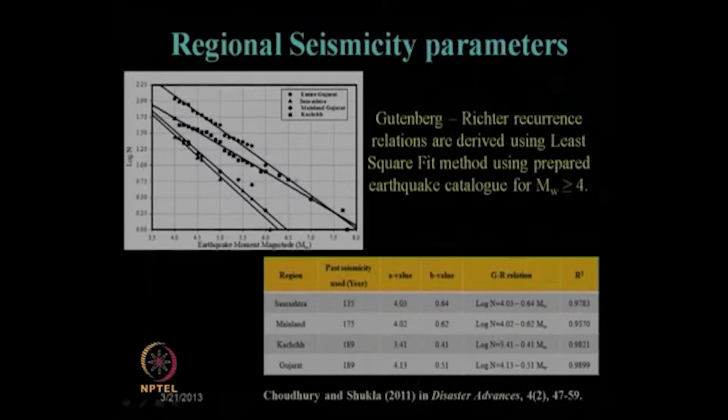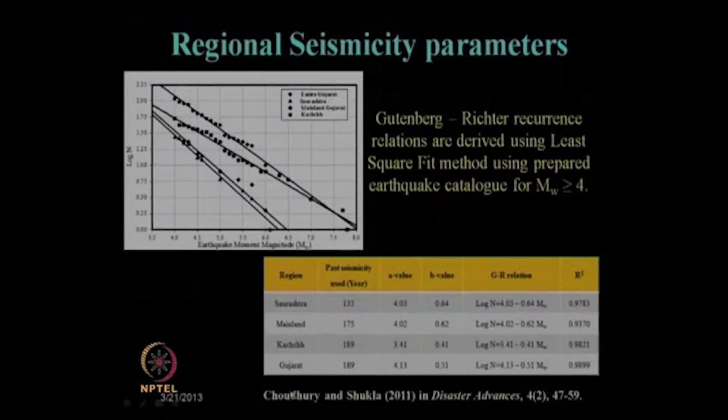And the corresponding R square value when you do the best fit curve, as we already know, is the standard way we find out whether it is a good estimation or not. You can see it is more than 0.95 in all 3 cases, Saurashtra, Kutch and entire Gujarat, but it is a little less than 0.95 for mainland Gujarat.